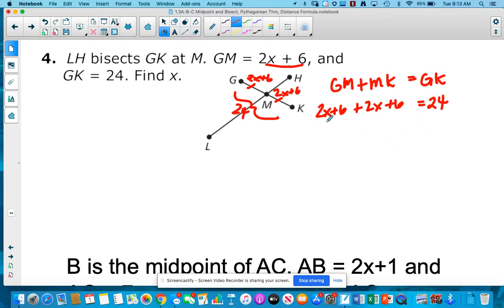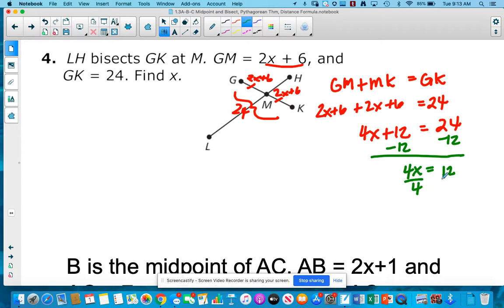So I'm going to combine like terms, 2x plus 2x, 4x, 6 plus 6 gives me 12. I'm going to set it equal to 24. Now subtracting 12 on both sides, you end up with 12 equals 4x. Then we divide by 4, and we get x equals 3. So did it ask me to solve for GM or MK? It didn't. x equals 3, so I can stop where I'm at.